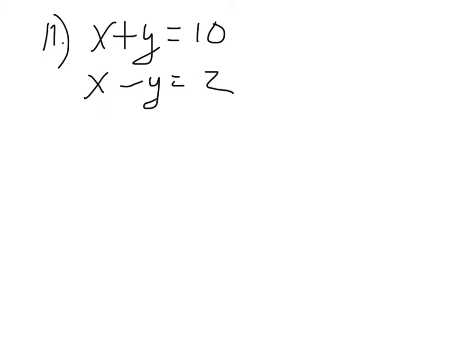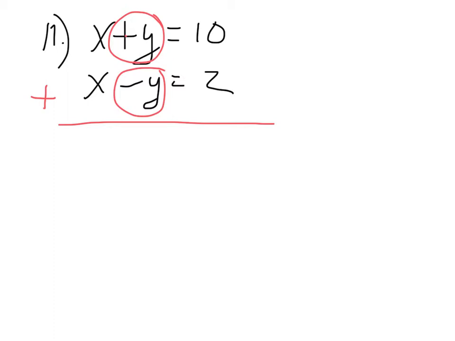11 looks like x plus y equals 10, and then I've got x minus y equals 2. I look at these equations and ask, what would happen if I just added them together or subtracted them? In this case, I'm going to choose adding first, because one is a positive y and one is a negative y, and if I add them together, those are going to cancel. So very simple on this one.